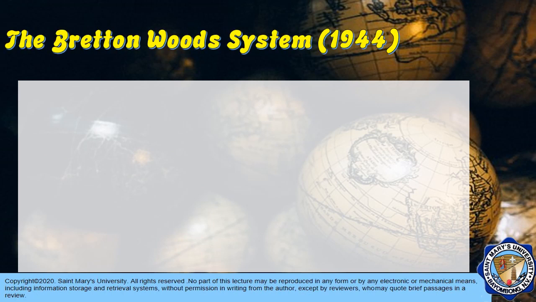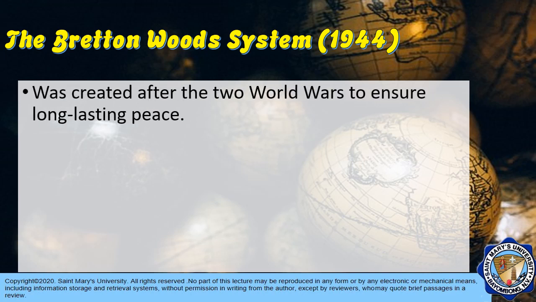Okay, so it's quite relevant for us to discuss the existence of the Bretton Woods system because this is one of the main factors of economic globalization. So, after the two world wars, world leaders sought to create a global economic system that would ensure a long-lasting global peace. And they believed that one of the ways, rather, to achieve this goal was to set up a network of global financial institutions that would promote economic interdependence and prosperity.